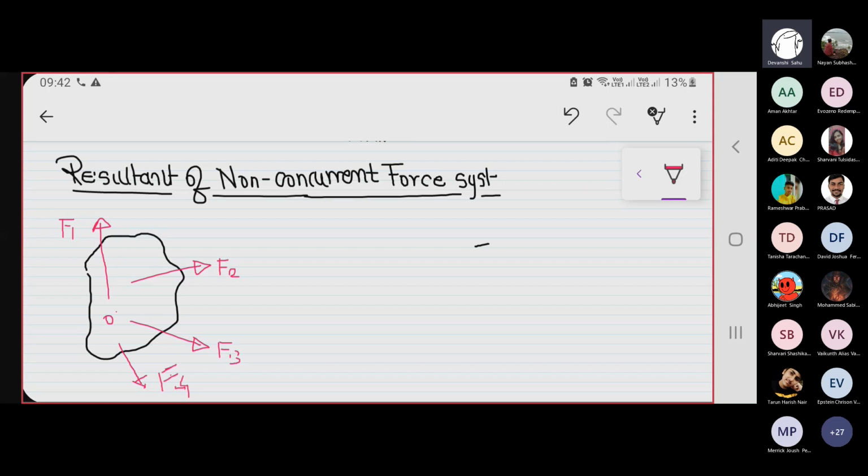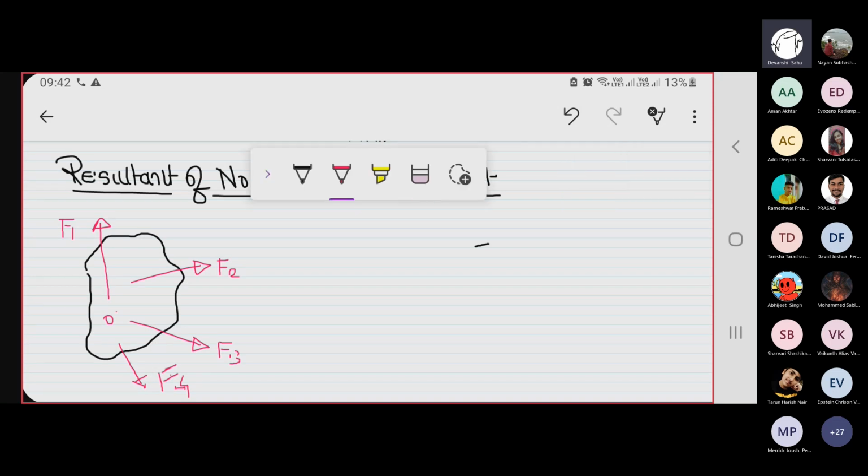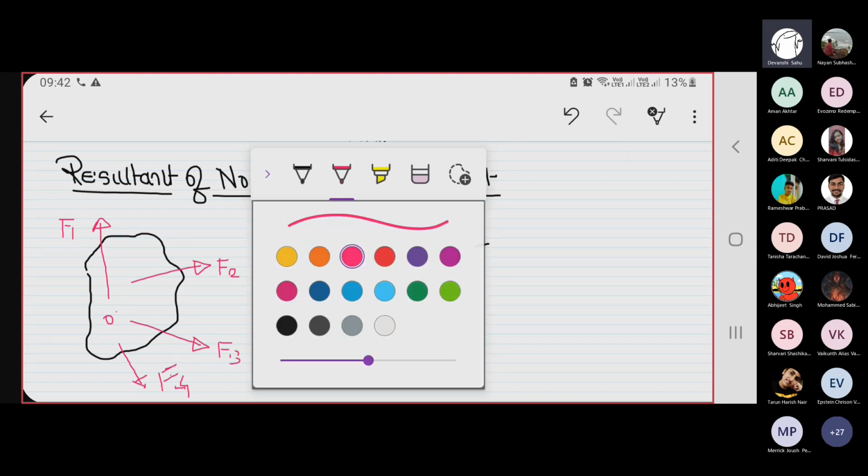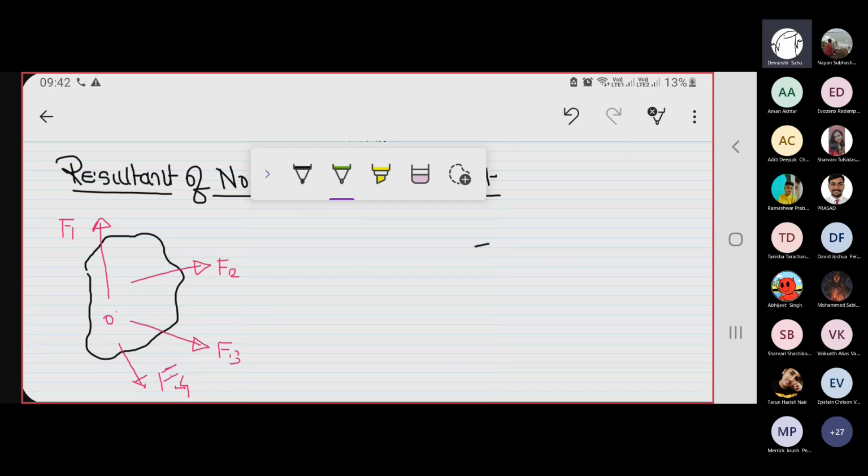Okay, if you see all these forces, they are not passing through one point, but their line of action... I will draw the line of action of every force, one by one. This is the line of action of F2. This is the line of action of F1. This is the line of action of F3. This is the line of action of F.